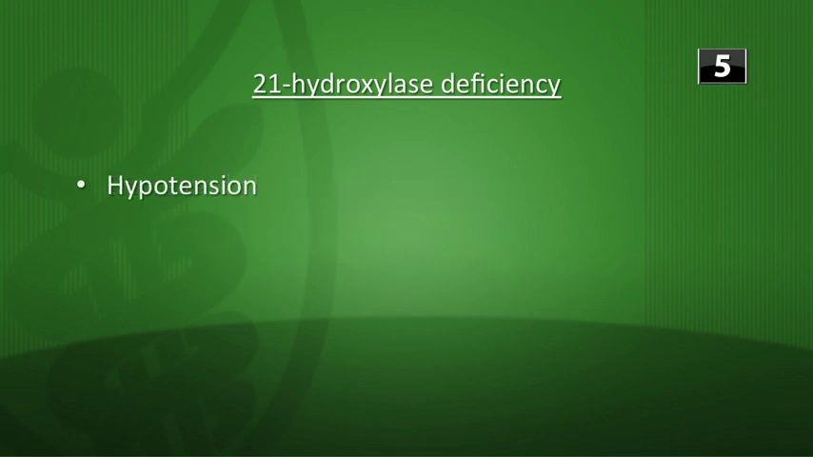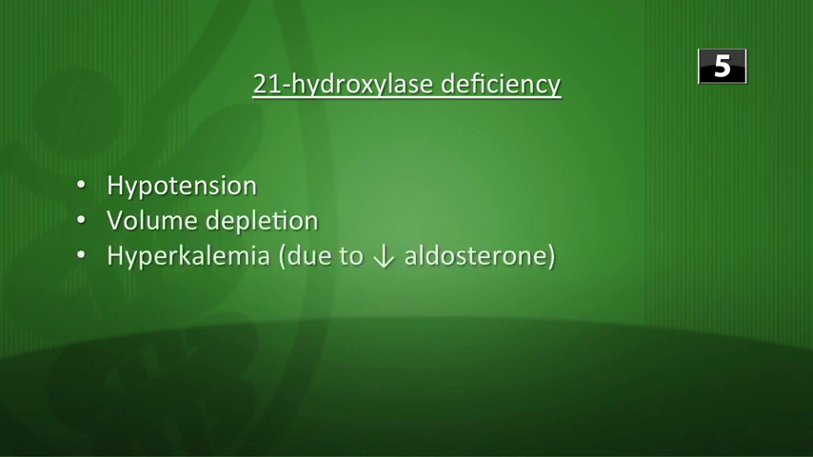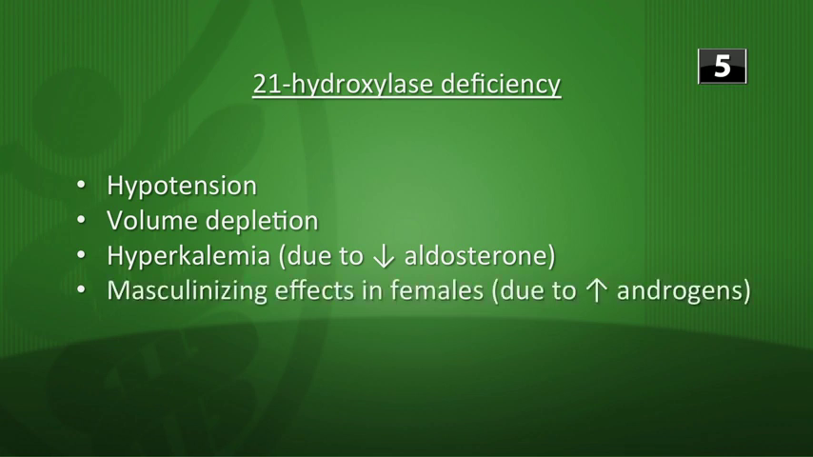So 21-hydroxylase deficiency manifests with hypotension. So you get volume depletion and hyperkalemia because of that low aldosterone. And you have masculinization of females because of that increased androgen, those increased sex hormones.